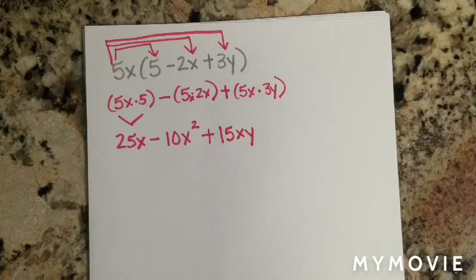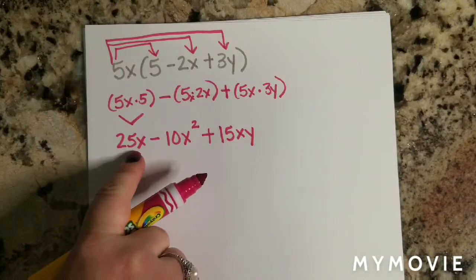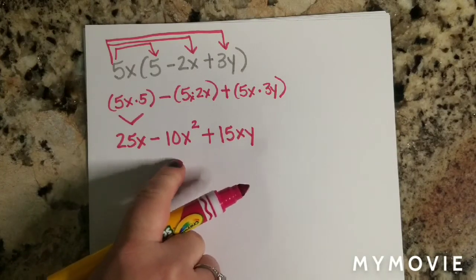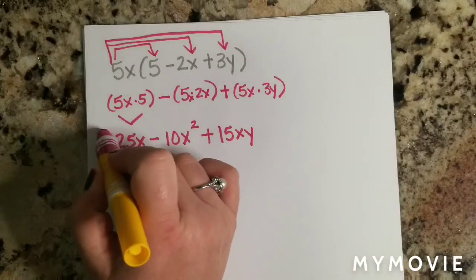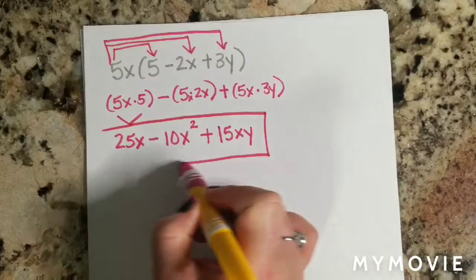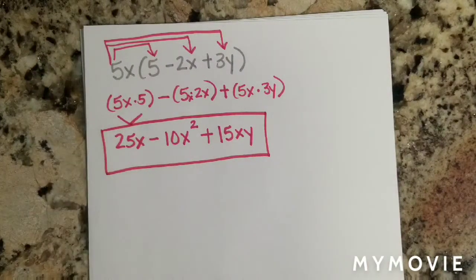Now I can simplify. Again, I have to have exactly the same variable to simplify. And now it says 25x minus 10x squared plus 15xy. I don't have any that are alike. So you're right. This is as simplified as I can get this expression.